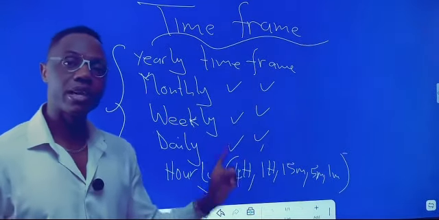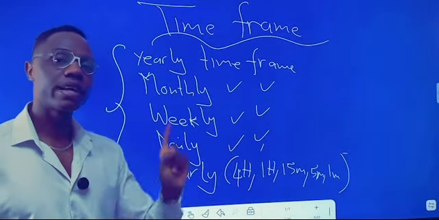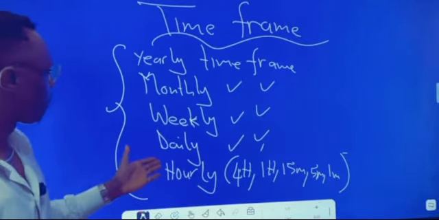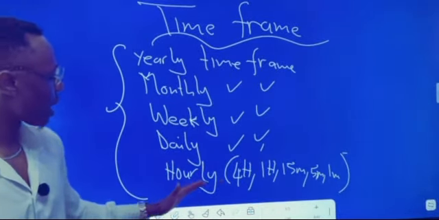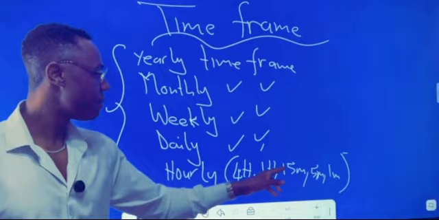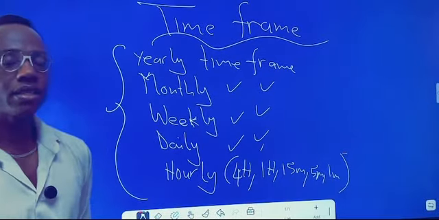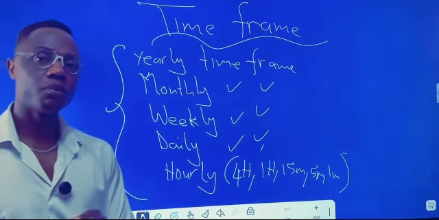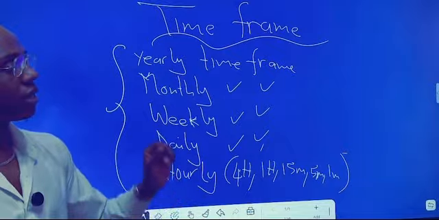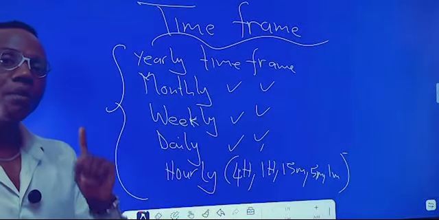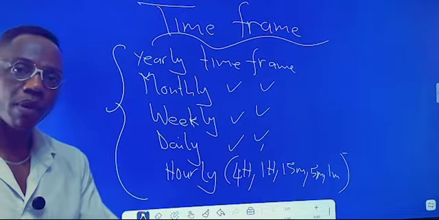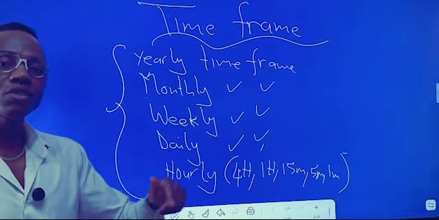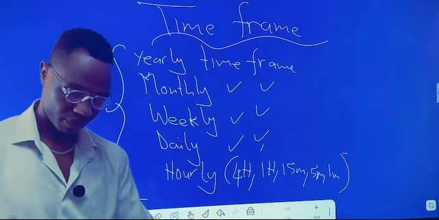If you put it on the weekly time frame, the same thing. It will take one week before each candlestick completes its cycle, or a new candlestick pops up. If you put it on daily, the same thing. If you put it on hourly, let's say 4 hour, 1 hour, 15 minutes, 5 minutes, or 1 minute, it takes that time frame for the candlestick to complete its cycle. So if you put your chart on 1 minute, it takes 1 minute for another candlestick to pop up, and another minute to complete the cycle before another candlestick starts.